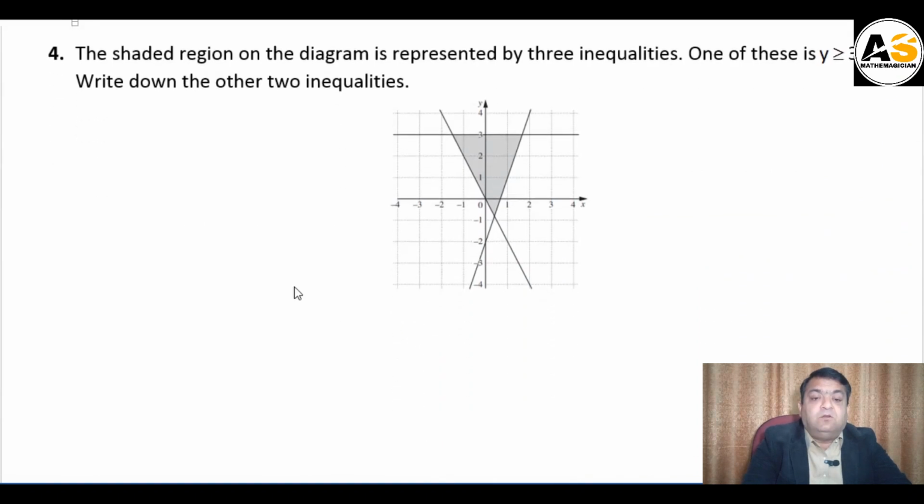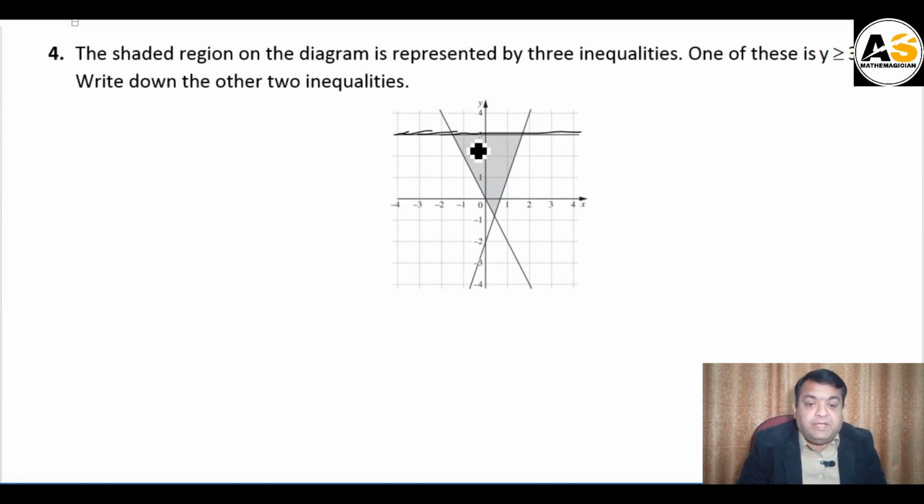The shaded region on the diagram is represented by three inequalities. One of these is y is greater than or equal to 3x minus 2. We have to write down the three inequalities. Dear student, please focus on this. Any horizontal line has the equation y is equal to something. What is the equation of this line?